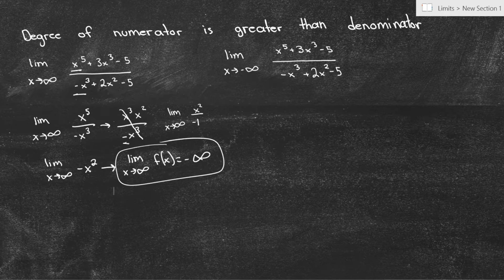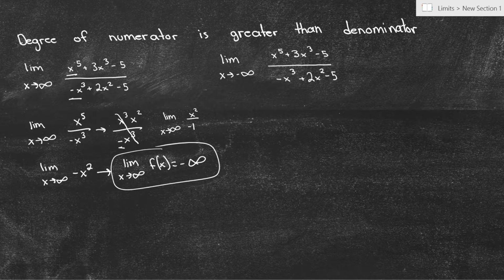And now let's try it when x is approaching negative infinity. So limit as x approaches negative infinity. Again, we're going to start with the same thing. We're going to only look at the highest degree terms. So we've got x to the 5th, negative x to the 3rd. Again, we're going to do some simplification. x cubed, x squared over negative x cubed. I can cancel these out.